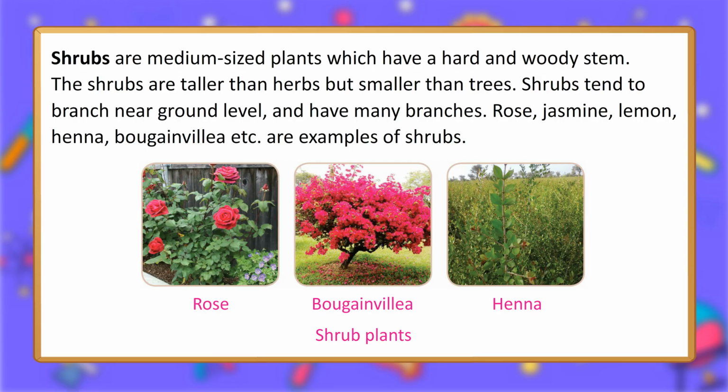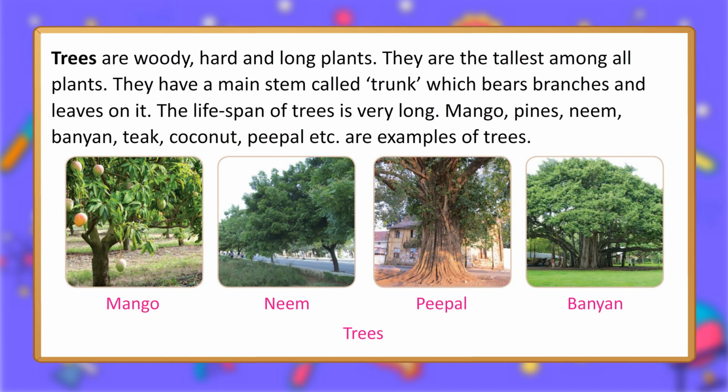Shrubs are medium-sized plants which have a hard and woody stem. The shrubs are taller than herbs but smaller than trees. Shrubs tend to branch near ground level and have many branches. Rose, jasmine, lemon, henna, bougainvillea etc. are examples of shrubs. Shrub plants: rose, bougainvillea, henna.